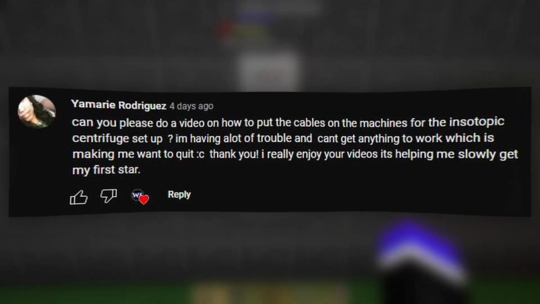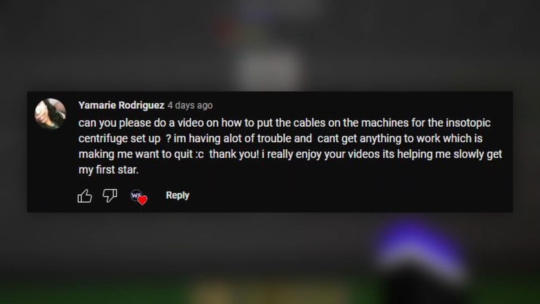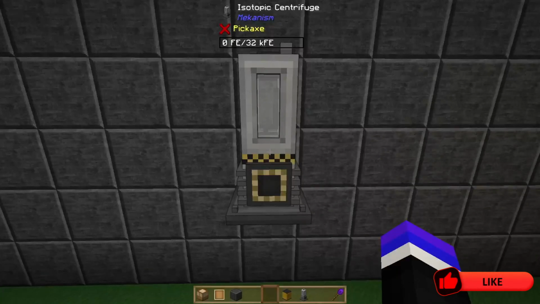Yamari Rodriguez asks, can you please do a video on how to put cables on the machines for the isotopic centrifuge setup? Oh, yes. Yes, I can. But before I get to the actual setup, it's important to cover the machine first.